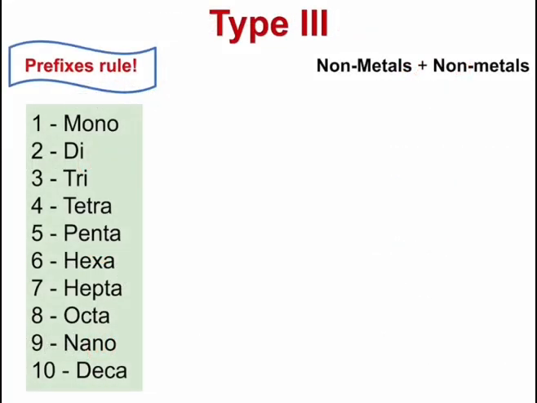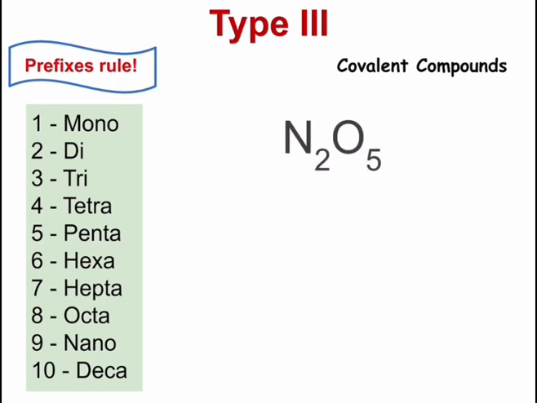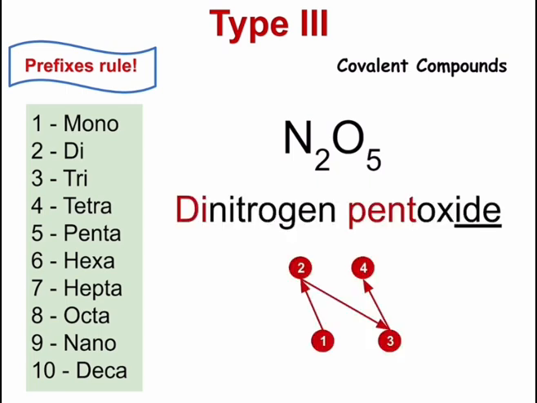Type 3. Binary covalent compounds. Covalent compounds do not have charges to guide us, so we have to describe the molecule with the help of prefixes. This compound contains 2 atoms of nitrogen, di-nitrogen, and 5 atoms of oxygen, penta-oxygen, or more specifically pentaoxide. The ending -ide is important to indicate that this is a binary compound. You may notice we're describing the molecule in a zigzag fashion.